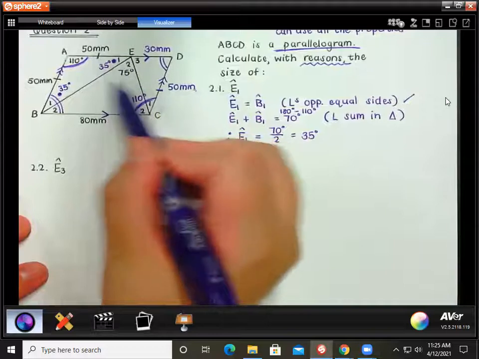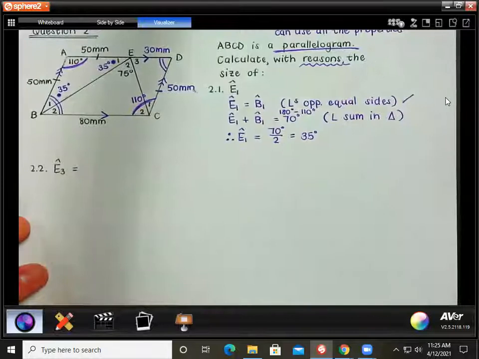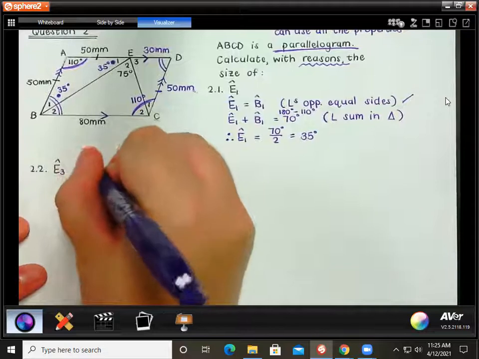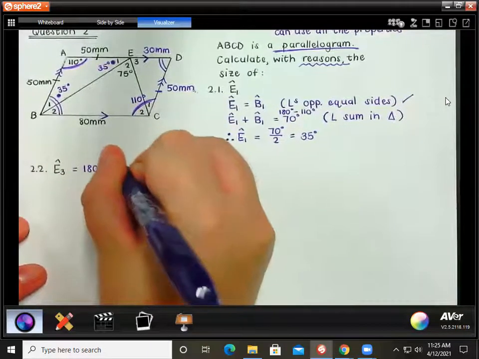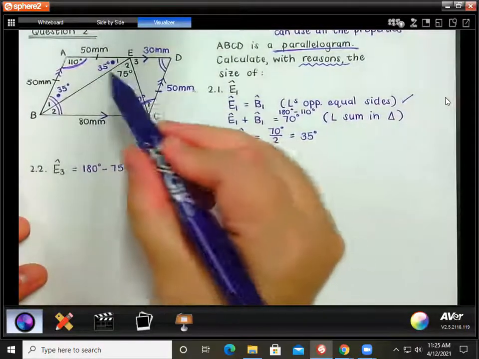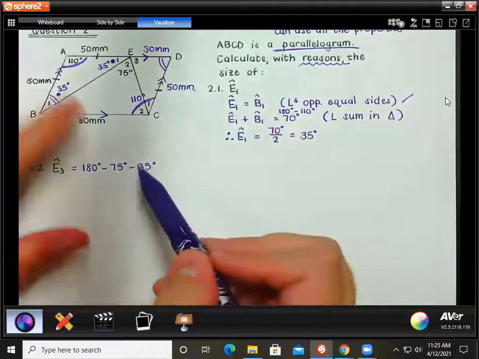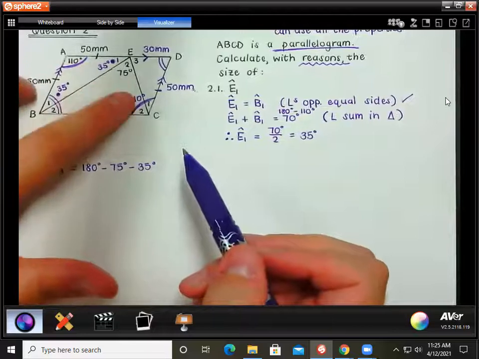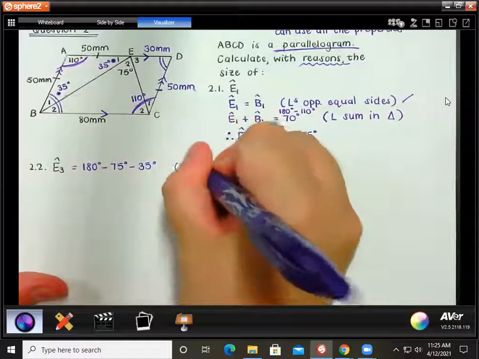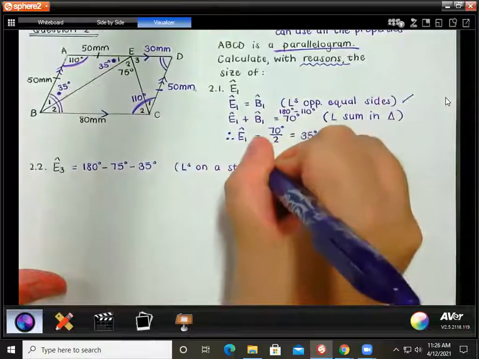And I have those two, which is quite nice, hey? So what must I do? I'm just going to say E3 equals, yes, 180 minus 75 minus 35. So 180, because these three angles are on a straight line and they should equal 180. And then you just minus the two that you have already, okay, to get that third one. What is that reason, guys? Angles on a straight line.